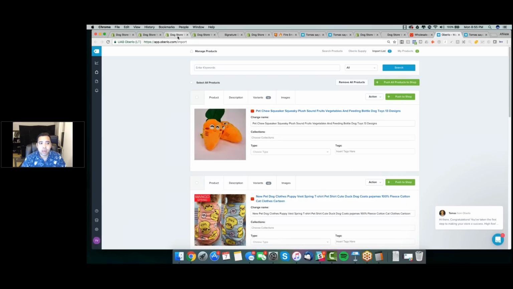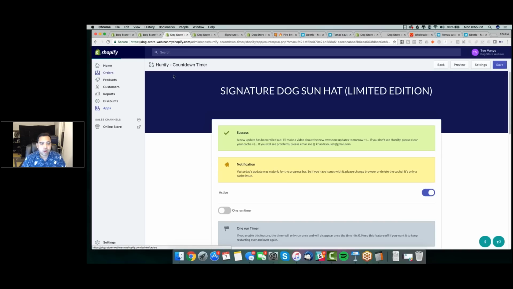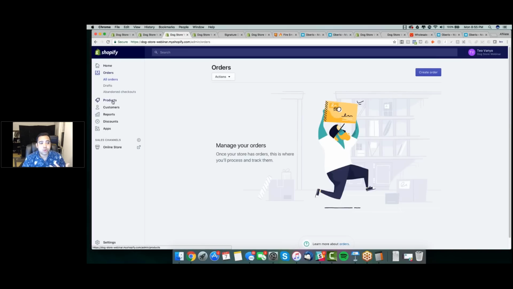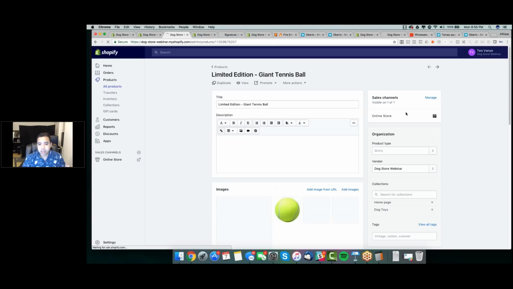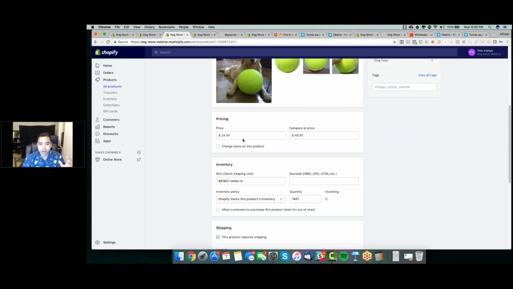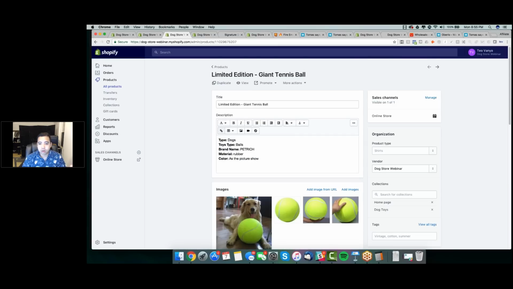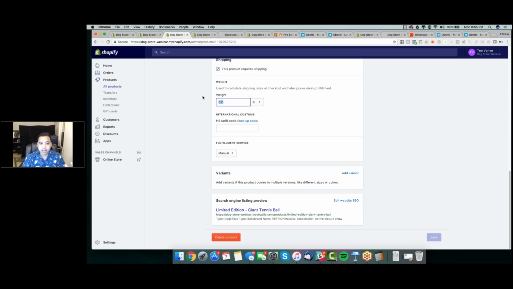This is what's called an AOV product. Okay, AOV product is a product that's going to increase your AOV, your average order value. So that means that they're going to go in here. They're going to see the free plus shipping product, and then they're going to see that you have other products on your store. They're going to add that onto your cart, and that's going to be your AOV product.